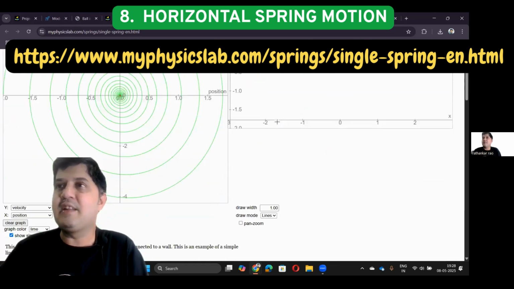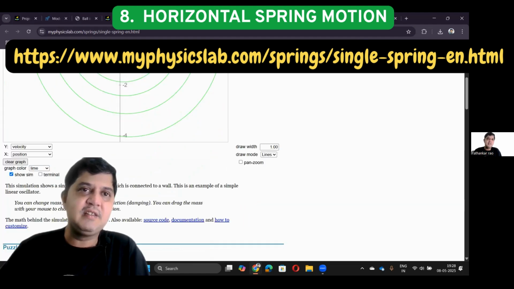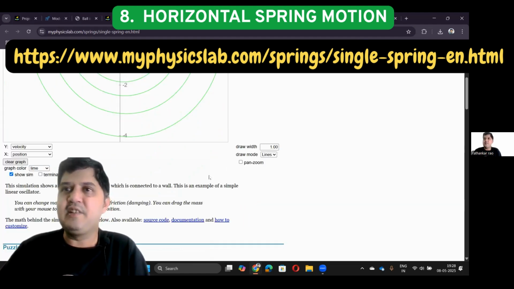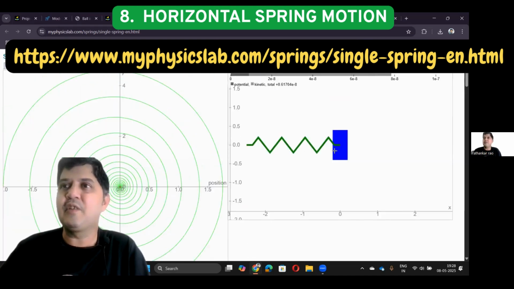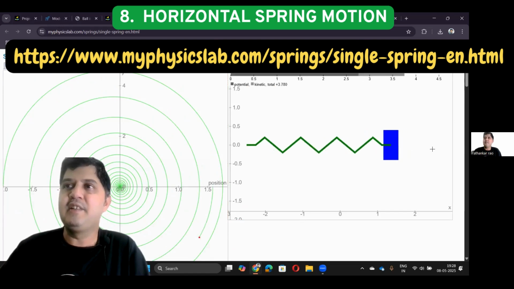Let me try to run this. Will this run here? The run button is not seen anywhere. Shows in terminal. No. Okay, I will just pull this one here. This itself is run.